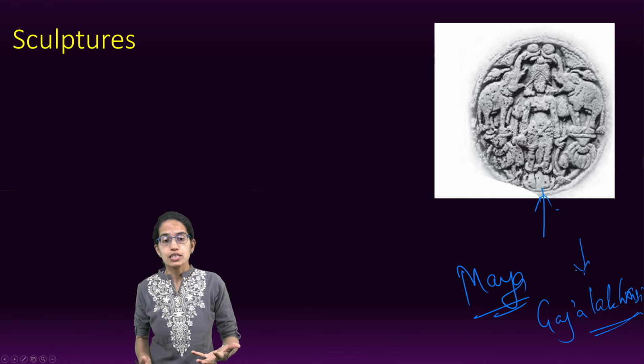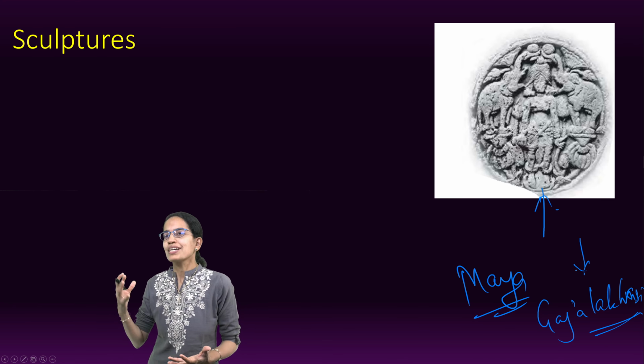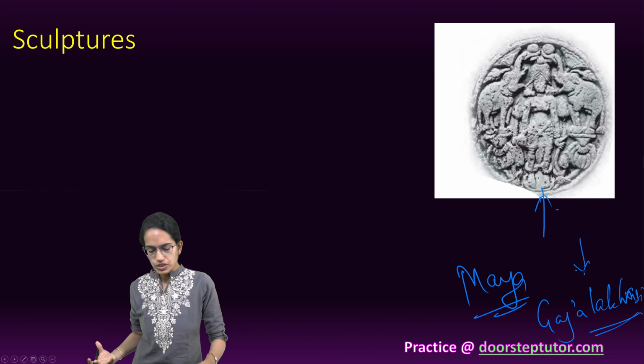Similarly, James Fergusson, as we said while studying, considered Sanchi as the center of tree and serpent worship. Now, in Buddhism itself, there were two important sects, the Mahayana and the Hinayana.